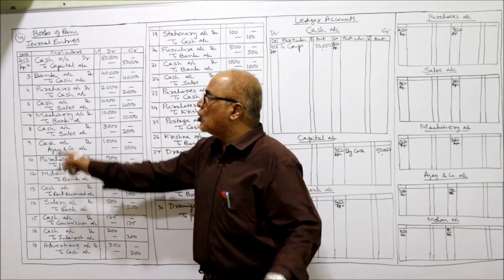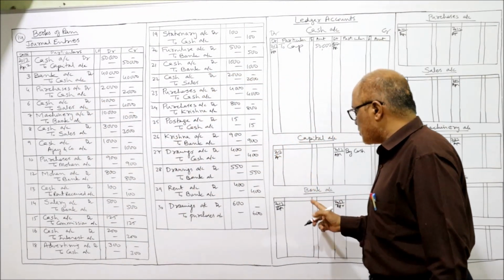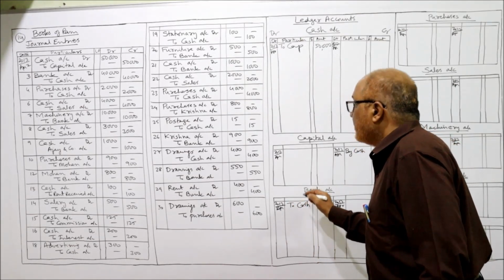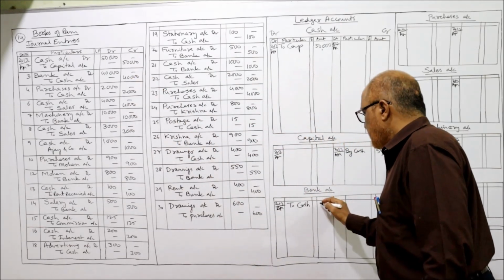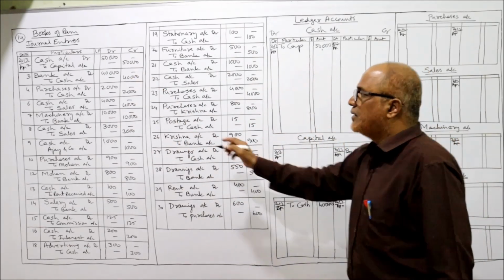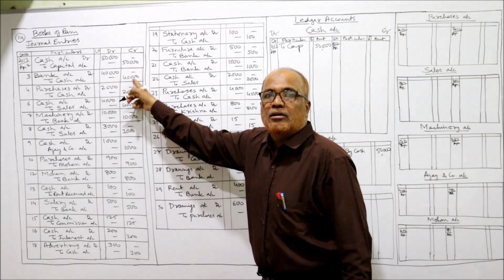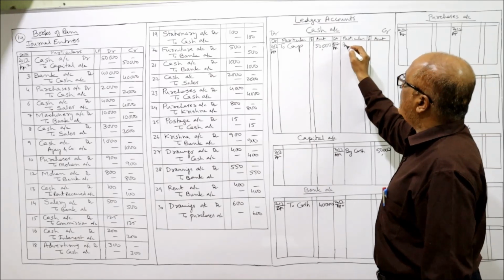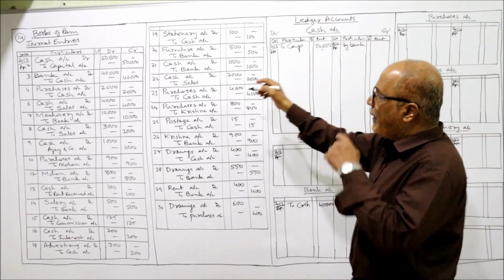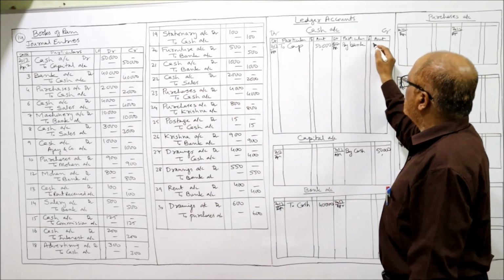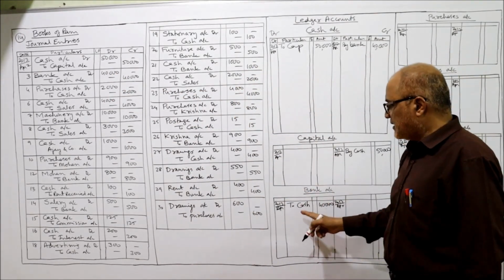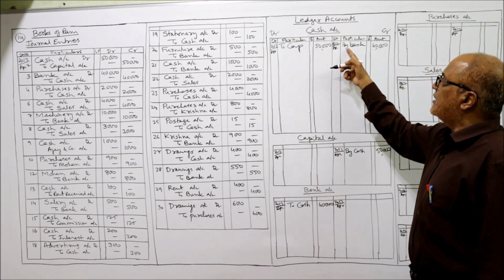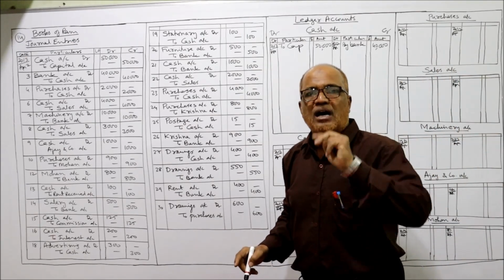So bank account should be debited. So this is the bank account. On the debit side I am writing to cash. How much? 40,000. So bank account is debited. Now cash account should be credited. So this is the cash account, credit side by bank. By bank. How much is the amount? 40,000. So one account is debited, the other account is credited. Bank account is debited to cash. Cash account is credited by bank 40,000. So two entries I have posted.